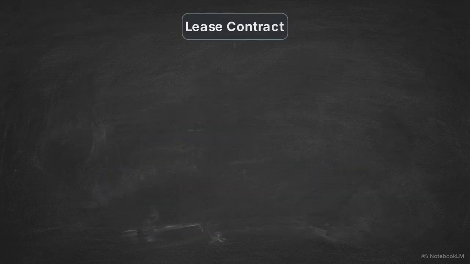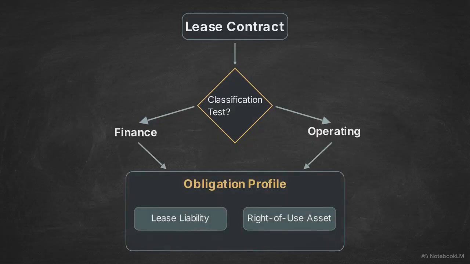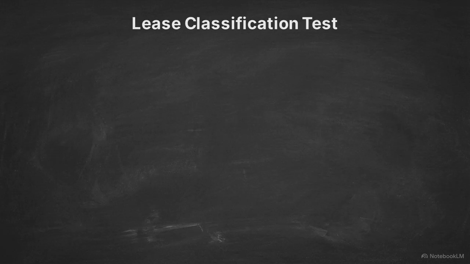Before a lease can be measured, accountants must first classify it to determine exactly what kind of obligation the company is taking on. The defining question here is whether the lease agreement transfers substantially all the benefits and risks of ownership to the lessee. To answer that, U.S. GAAP provides a strict 5-part classification test.